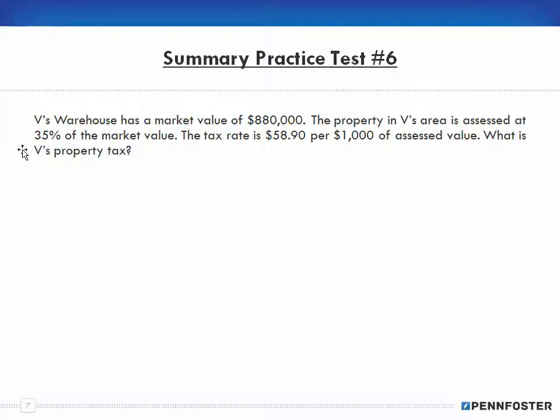Last problem. V's warehouse has a market value of 880,000. The property in V's area is assessed at 35% of the market value. The tax rate is $58.90 per 1,000 of assessed value. What is V's property tax? Okay, you can do this. We just did a problem like this, where we have the formula mils times 0.001 times the assessed value.